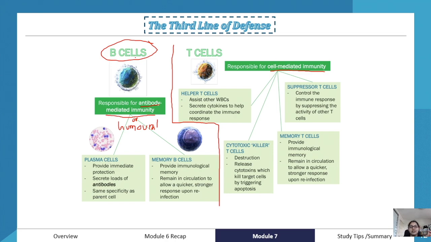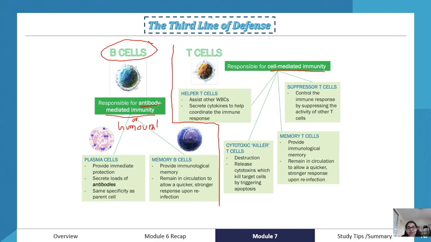That's why they're destructive. And I like to remember the cytotoxic killer T cells as the really angry friend of the group, the friend that's always ready to go ahead and fight. It's a killer T cell. It's going to go ahead and cause destruction.